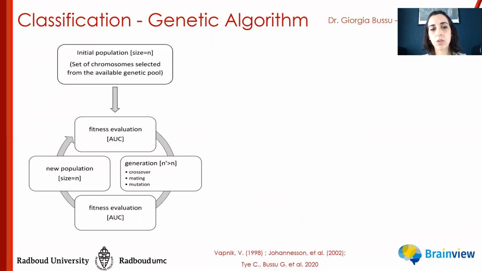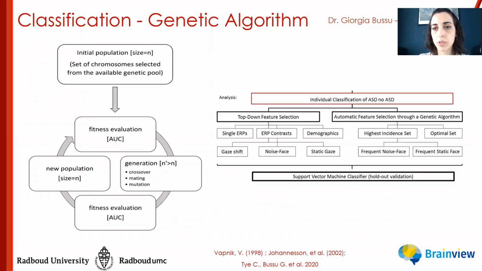So you have the next generation of feature sets composed through crossover, mating, and mutation of the original feature sets. And then you go on and on again until you reach the end of the evolutionary process and you get the optimal feature set here.